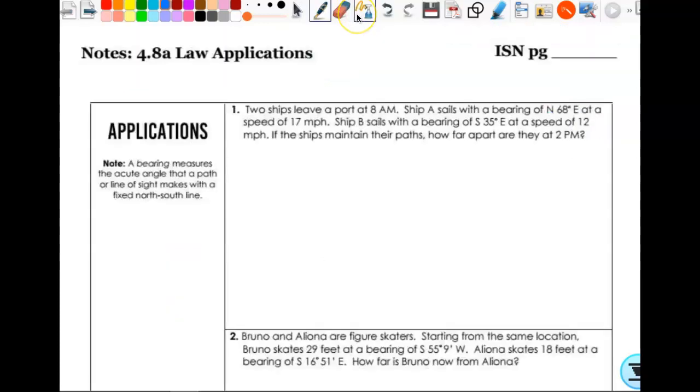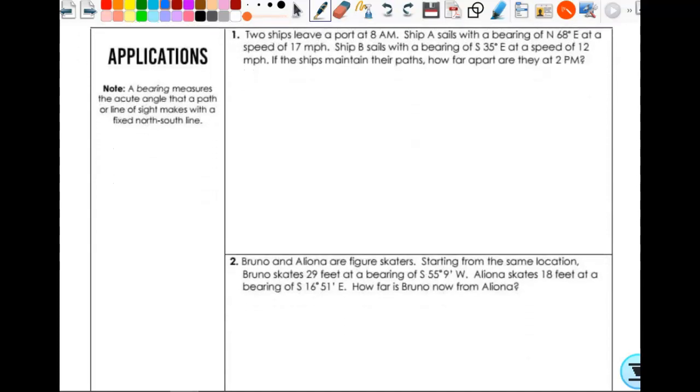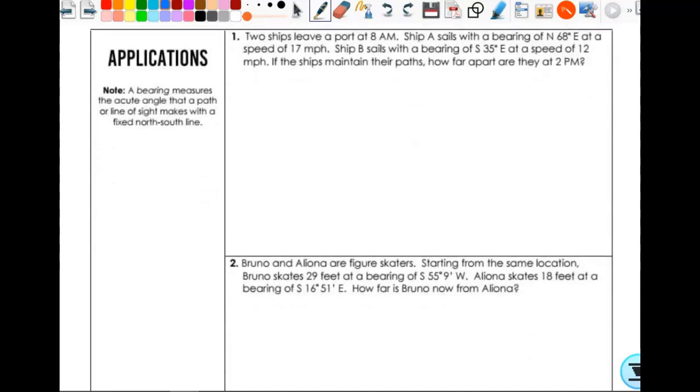All right, so let's look at some of these application questions. And the most important part of this is getting your picture drawn correctly. Because after that, you're going to be able to solve them, no problem. So we have two ships that leave a port at 8 a.m. Ship A sails with a bearing of north 68 degrees east at a speed of 17 miles per hour. Ship B sails with a bearing of south 35 degrees east at a speed of 12 miles per hour. If the ships maintain their paths, how far apart are they at 2 p.m.?